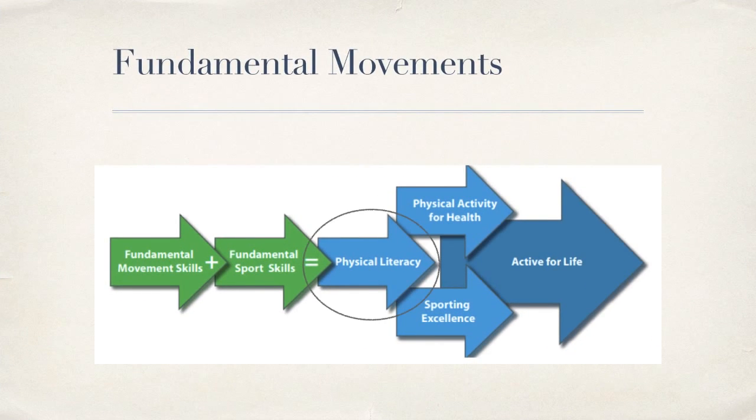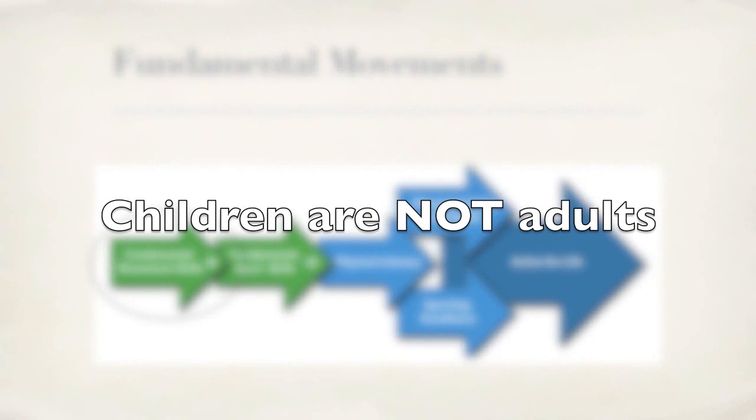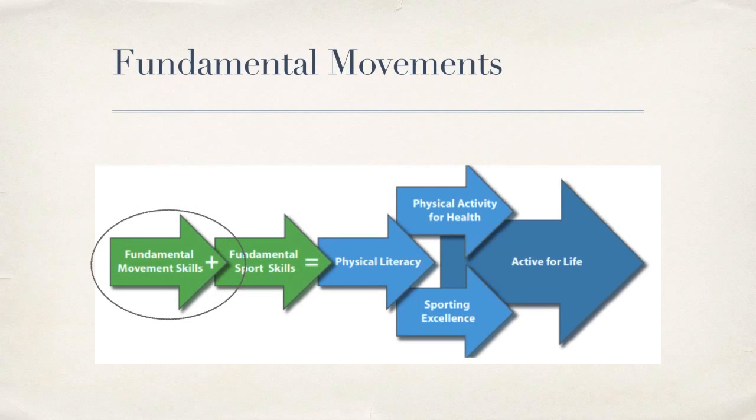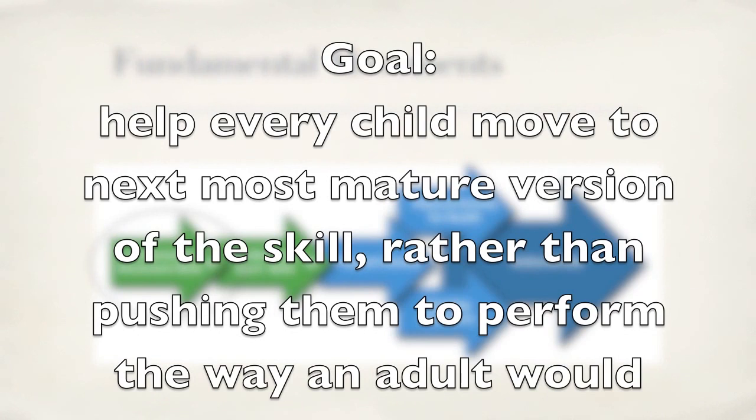To become physically literate, children need to master fundamental movement skills. But this mastery does not come all at once, and we need to remember that children are not just adults in miniature. For almost every skill, the developing child needs to go through a series of developmental stages. The goal should be to help every child move to the next most mature version of the skill they are learning, rather than pushing them to perform the skill the way an adult would.